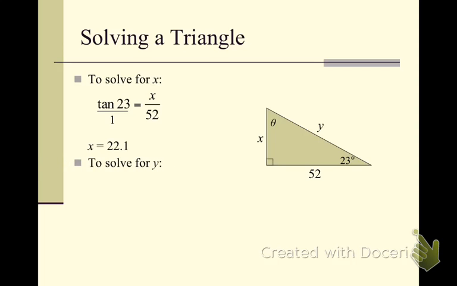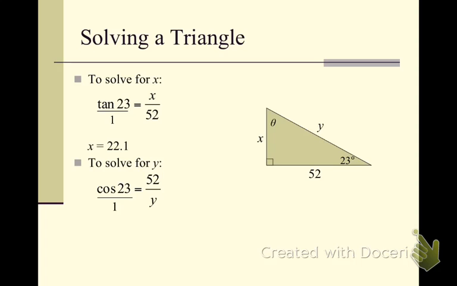Now to solve for y, why not take into account the ratio that involves the hypotenuse and the adjacent? Well, here's your angle 23. We know the adjacent, we know the hypotenuse. Cosine is the trig function to do that. That's the adjacent over the hypotenuse. Again, set up a proportion, cross multiply.